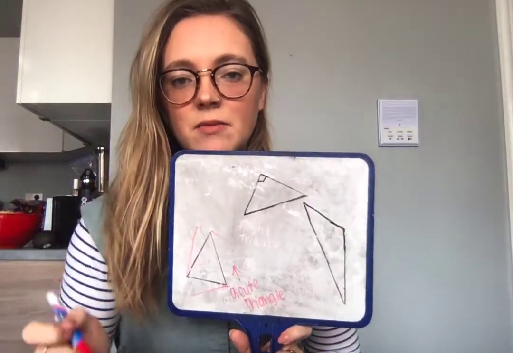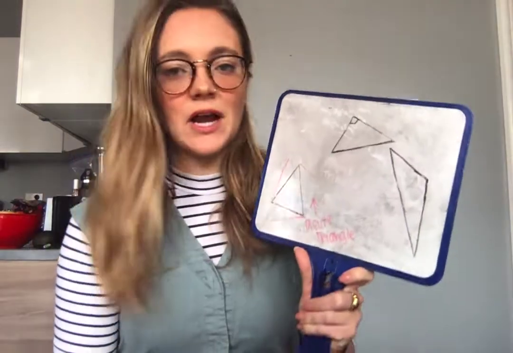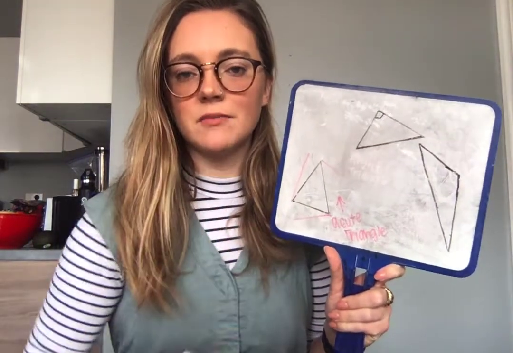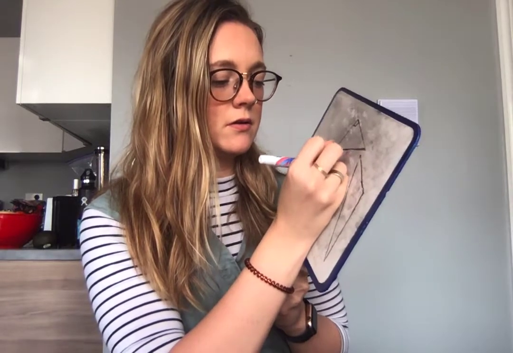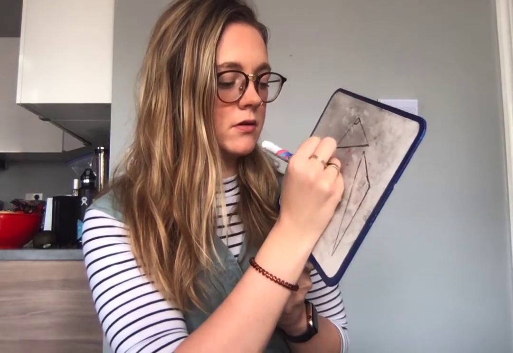Let's check this one in the middle. If I put my paper right in the corner, I see it perfectly lines up with both my sides. Right away, I know 1 right angle means this is a right triangle.